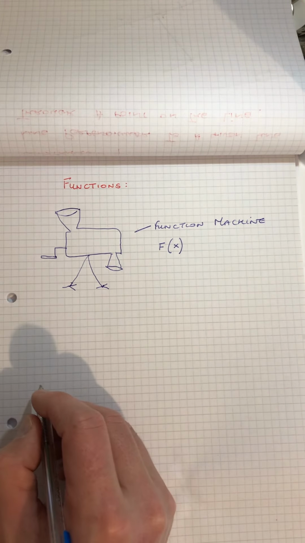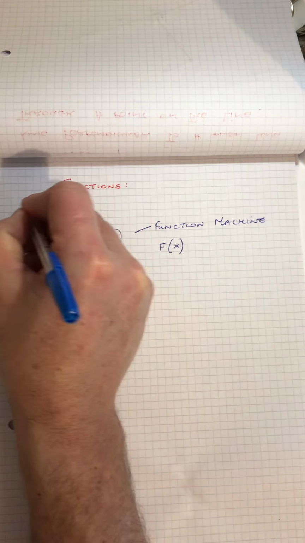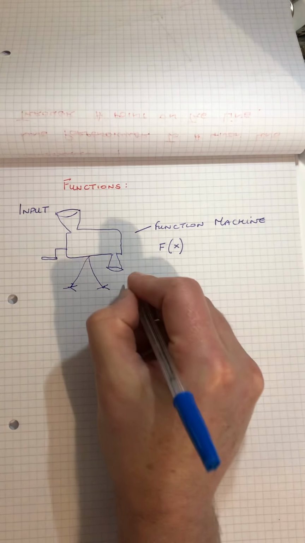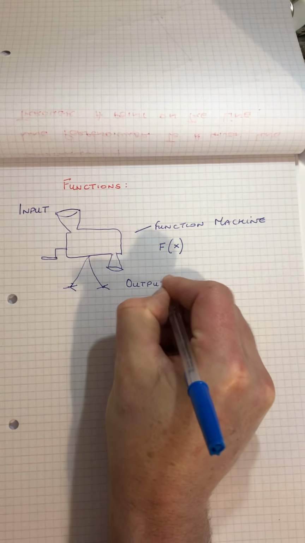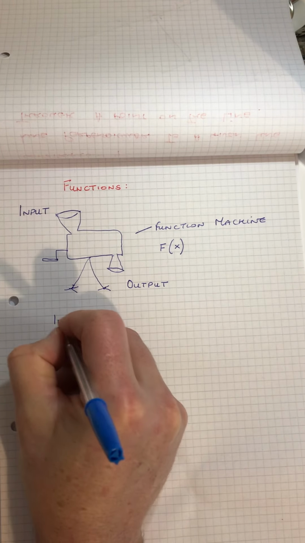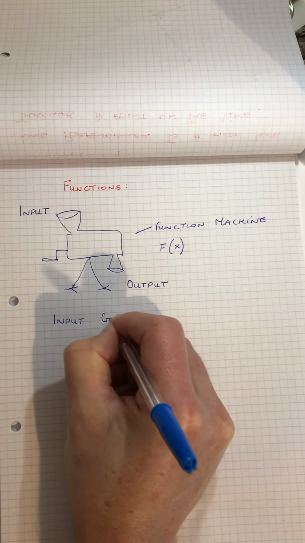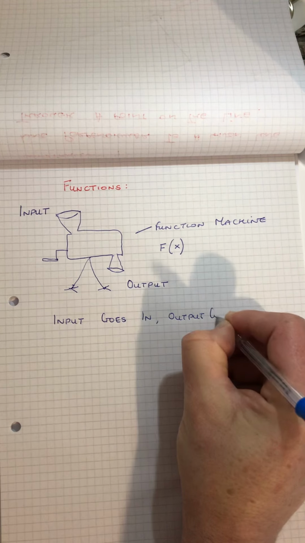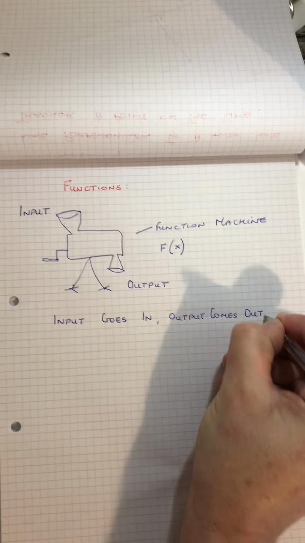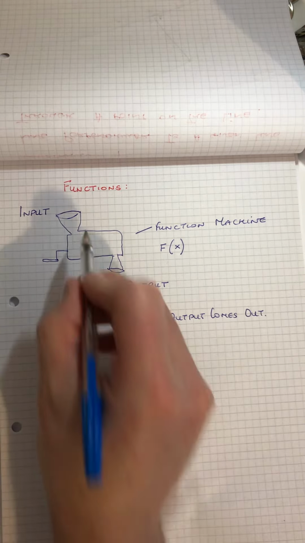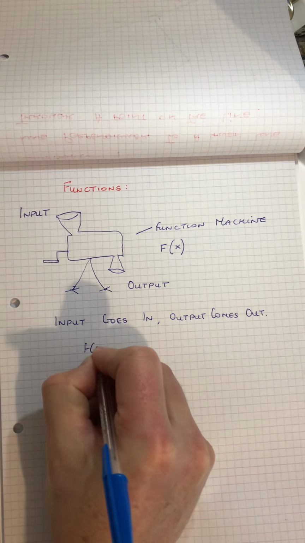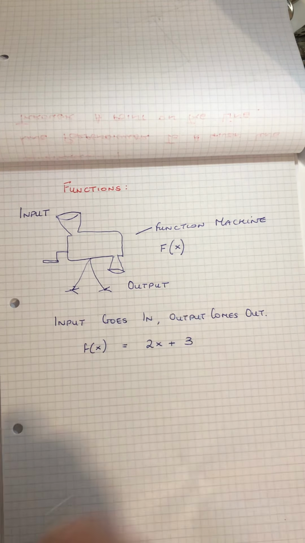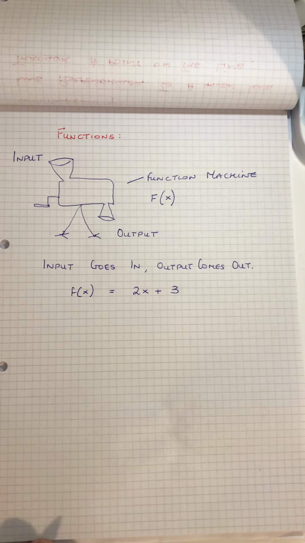So in this case, I put something in here. It's called an input. Put it in, and then when it comes out, it's called an output. So input goes in, output comes out. Now, I'm going to call my function this time f of x equal to 2x plus 3. Okay? So that's my function.